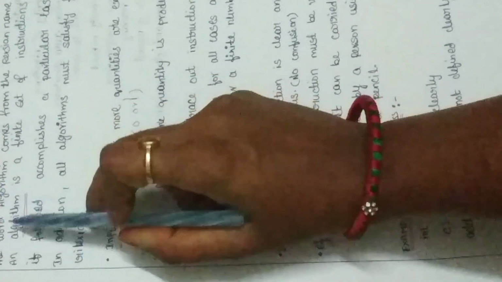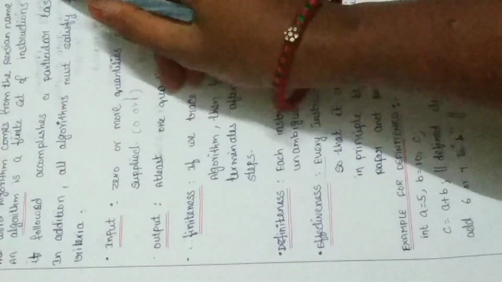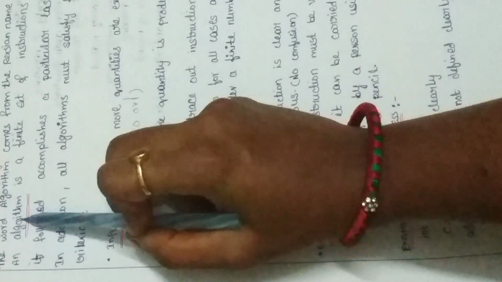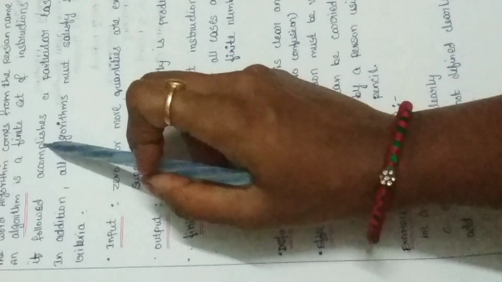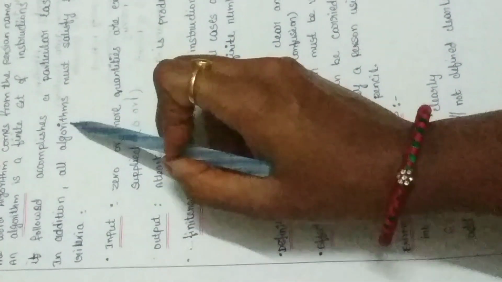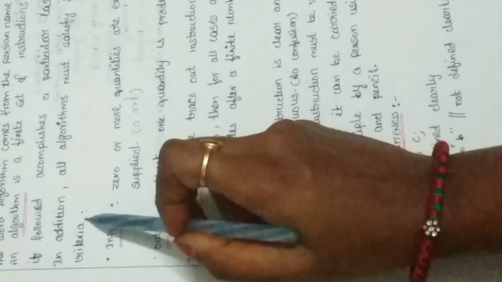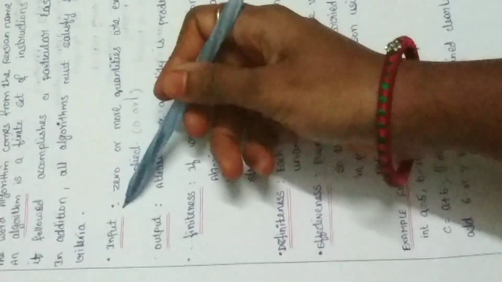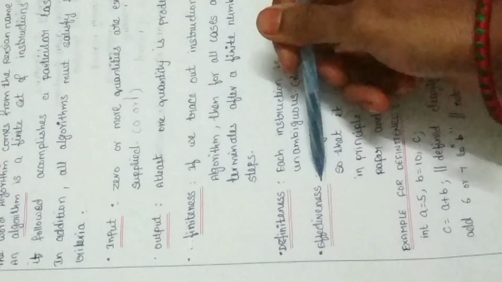I repeat, the word algorithm comes from the Persian name Abu Jafar Muhammad, and an algorithm is defined as a step-by-step instruction to perform a task. In addition to that, all algorithms must satisfy the following criteria: input, output, finiteness, definiteness, and effectiveness.